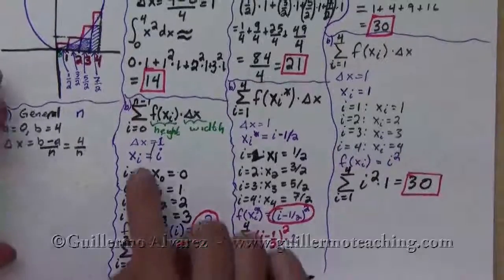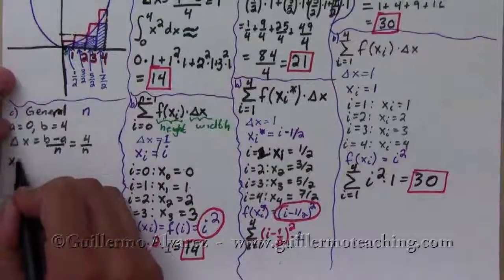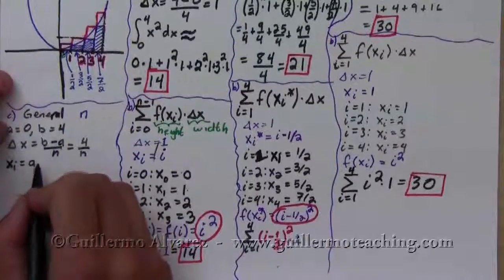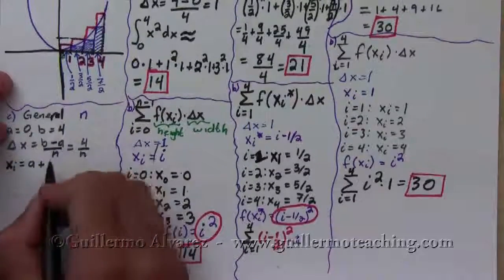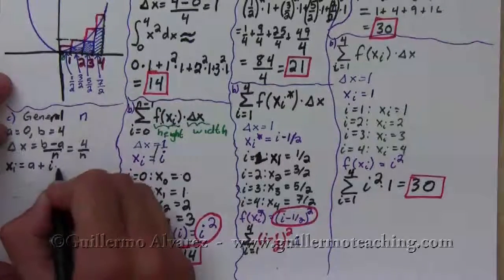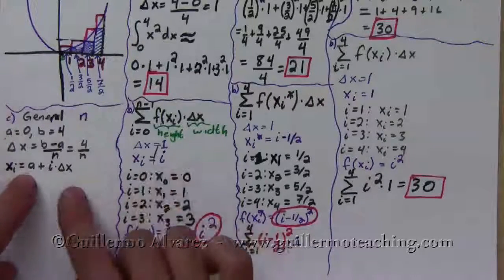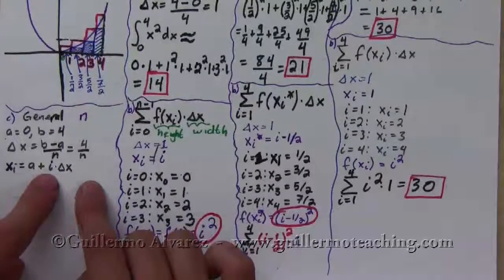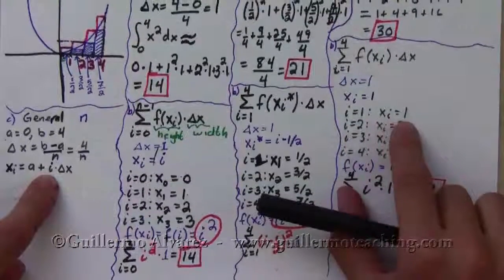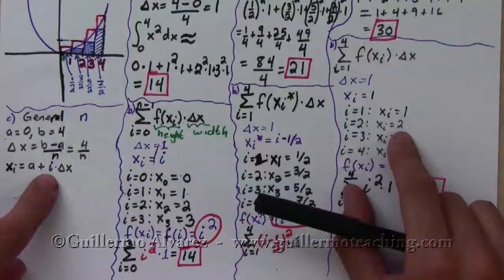Okay, now for these it was easy to come up with, but let's write the general form of x sub I. It is a, which is your left endpoint, plus I times delta x. So this makes sense in our example as well, because a is 0, and when I is equal to, let's say, 1, x sub I is equal to 1. And when I is equal to 2, x sub 2 is equal to 2, and so on and so forth.